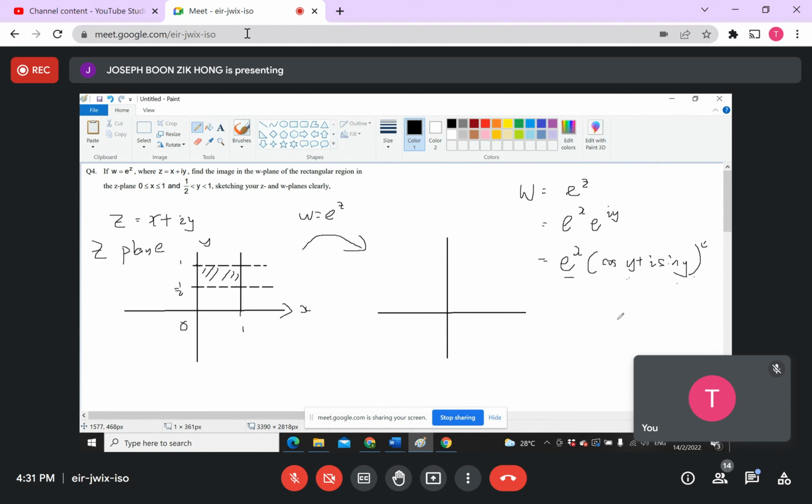Because this one, you have u plus iv, where your u is e^x cos y and your v is e^x sin y. When your x is between 0 and 1, your u will be in between cos 1 and cos y.